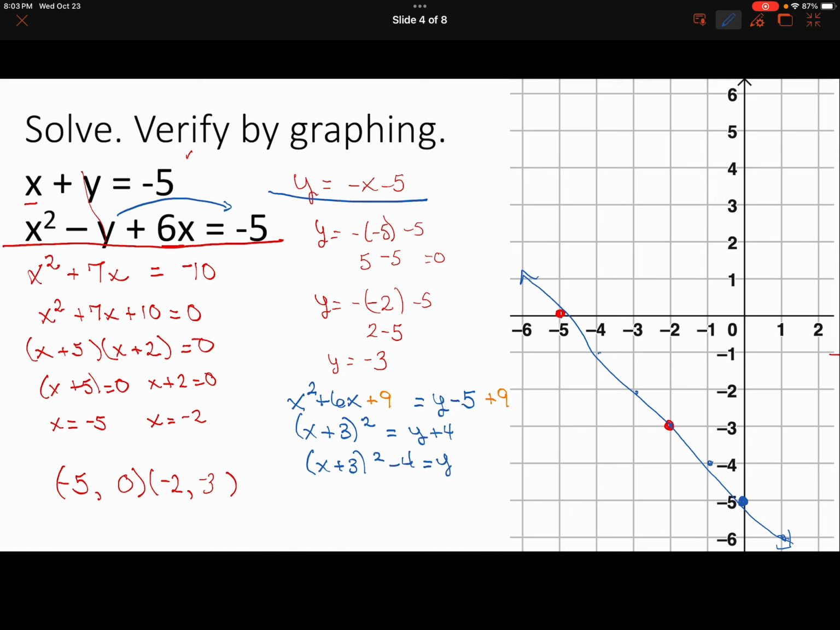Our vertex moved 3 to the left and 4 down and had no vertical stretch, and it's not reflected. 3 to the left, 4 down puts the vertex here. And then if we move 1 to the right, 1 squared is 1. 1 to the left, 1 squared is 1. 2 to the right would be up 4. 2 squared is 4. 2 to the left, 4. And lo and behold, here's our parabola. And these are the 2 points of intersection.